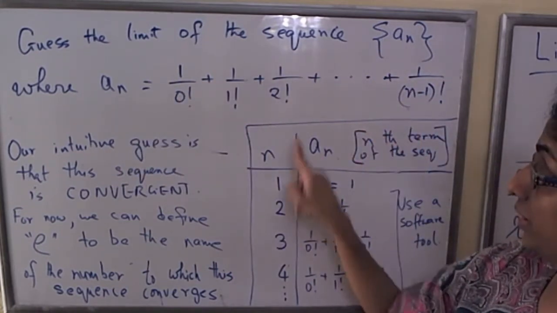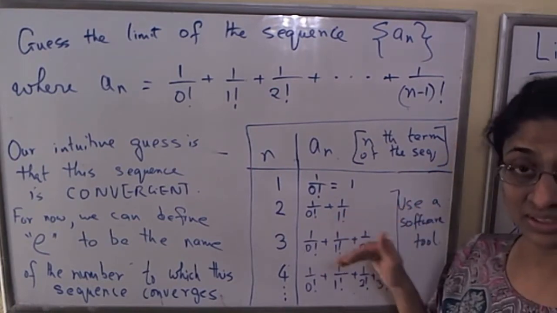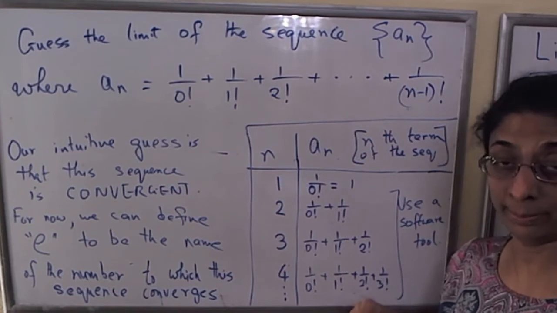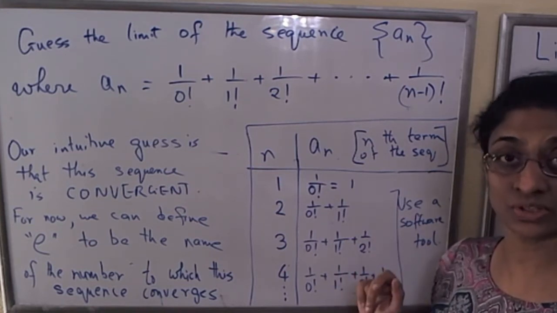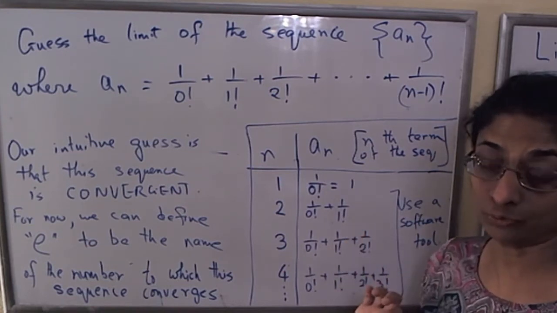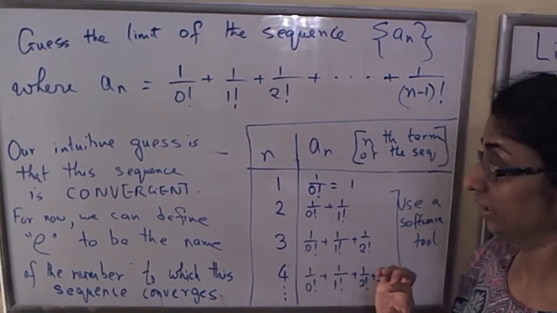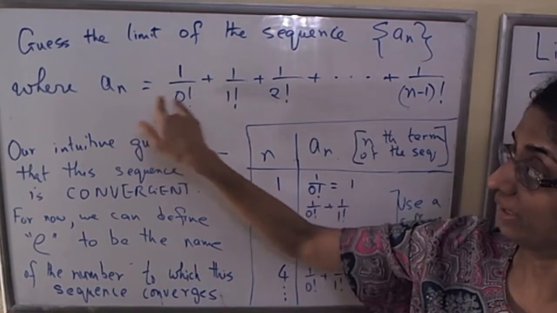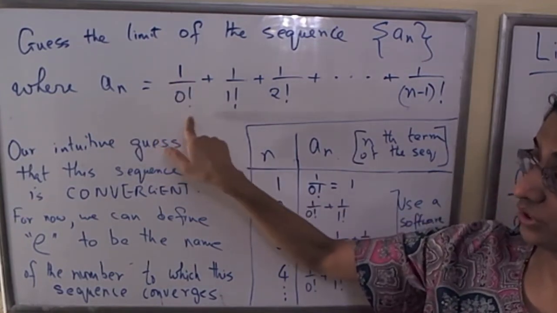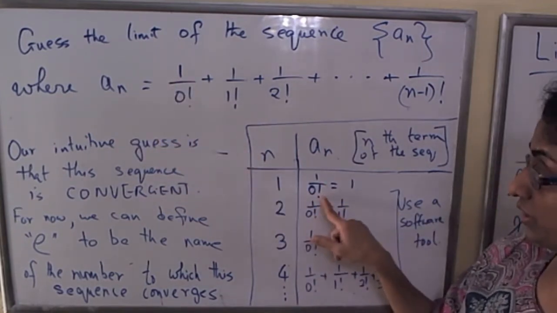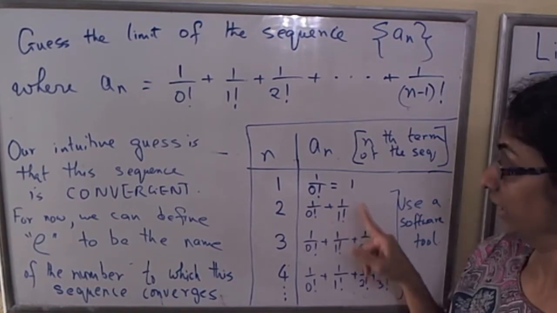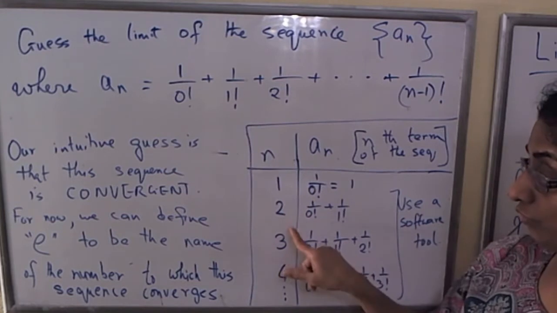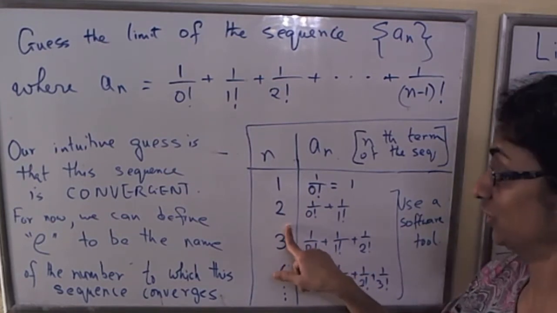Let us write out the terms of the sequence and see if there's a pattern in the numbers, and see if we can convince ourselves that the sequence is convergent, only in an informal and intuitive way. So the first term of the sequence is gotten by taking only one number, 1 over 0 factorial, which is 1. And the second term is 1 over 0 factorial plus 1 over 1 factorial. That is the second term of the sequence.